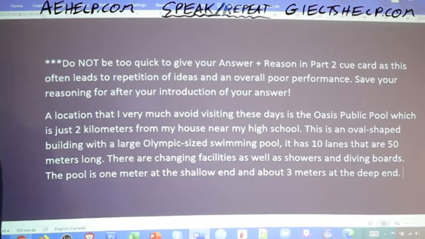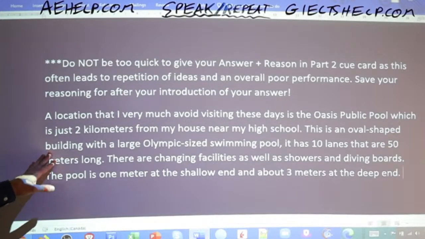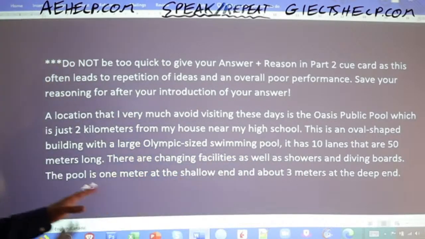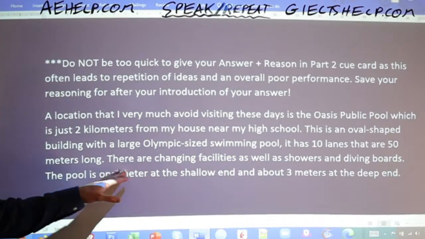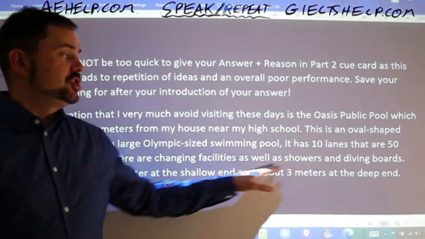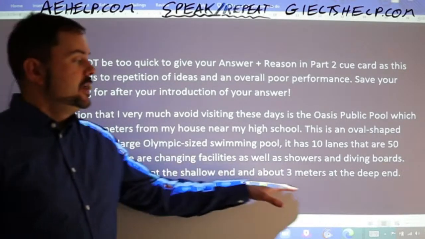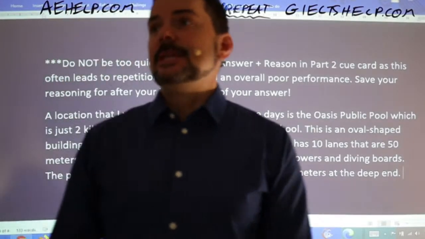Okay, so this is my description. This is an oval-shaped building with a large Olympic-sized swimming pool. It has 10 lanes that are 50 meters long. There are changing facilities as well as showers and diving boards. The pool is 1 meter at the shallow end and about 3 meters at the deep end.